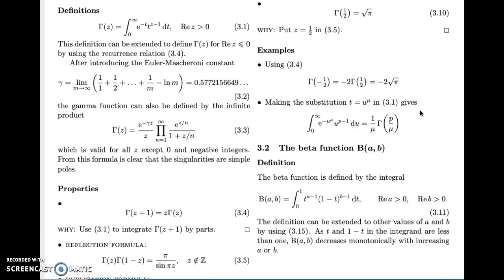Now, the whole point of the gamma function is to allow you to do integrals like this, or integrals that can be converted into this form. So, for example, if we make the substitution t equals u to the mu into this, and see what we end up with, then it's straightforward to show that this is true.